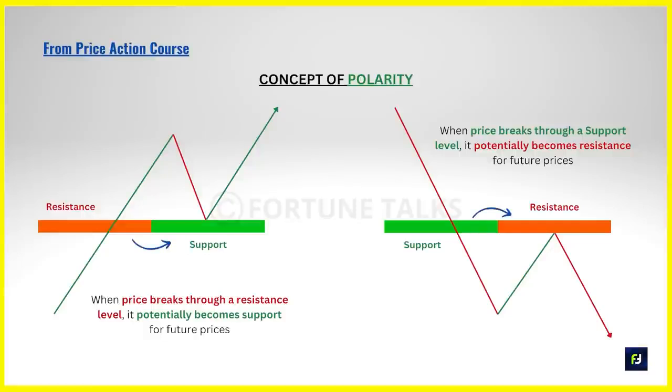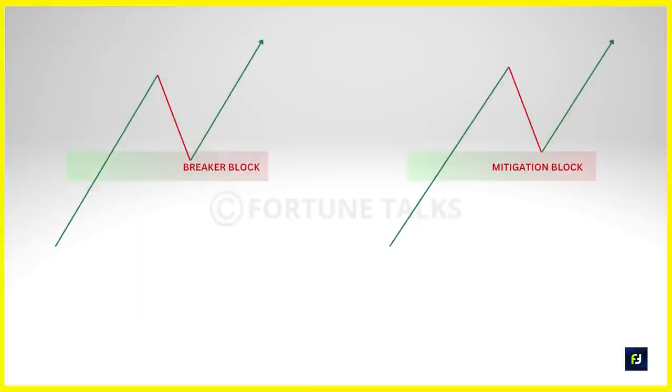Similarly, whenever the price breaks through a support level, it starts to behave like a resistance when the market taps into that area again. This is the simple principle of polarity. The same concept applies to breaker and mitigation blocks as well. The market could ignore an order block's supply and demand for many reasons.